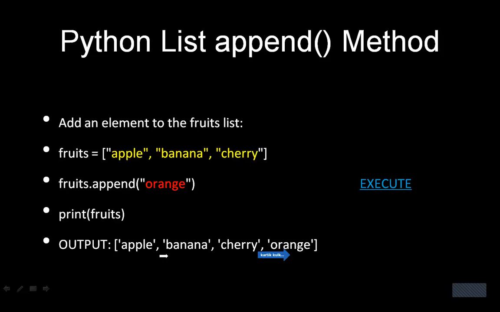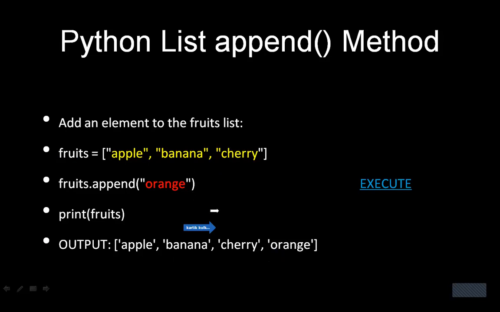It adds an element to the list. You can notice here that at the end, the orange is going to be added to the existing list here. So this is how the append method is going to be done.